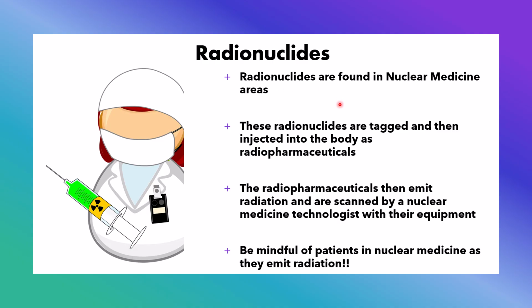Radionuclides are found in the nuclear medicine department or area. These radionuclides are tagged and then injected into the body part as a radiopharmaceutical. So the radionuclide is what is emitting the X-ray. You tag it or attach it to some pharmaceutical to make it go to the blood, the brain, the bone, or wherever you want it to go.